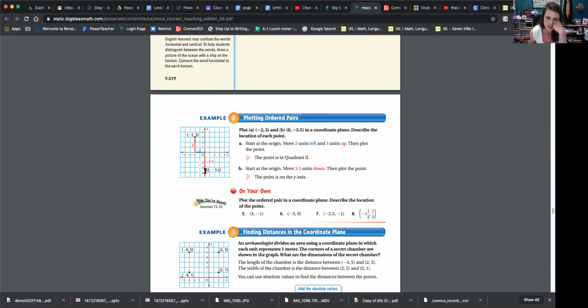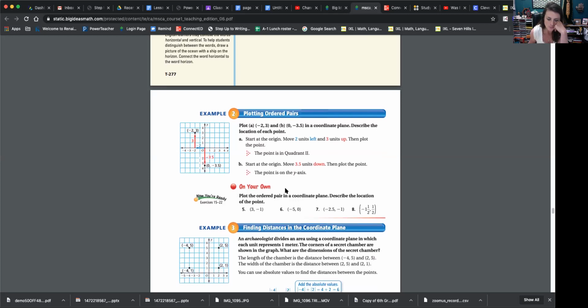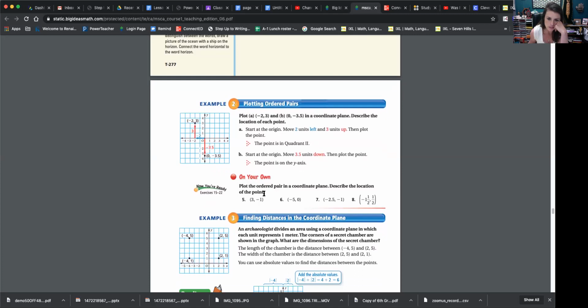And this one is actually not in a quadrant, right? Because it's on an axis. So instead of saying the quadrant, you actually say the location is the y-axis, because you're on the y-axis. You're not in a quadrant. Now, if it was plotted on the x, right, on the x line, then you would say x-axis. Okay, so if we were to go ahead and try some of these, 3, -1, I go over 3 in the positive direction on my x and then down 1 right here. Okay, so that would be in quadrant 4.